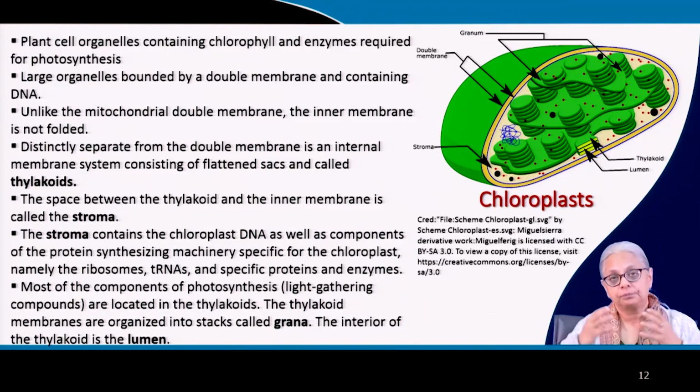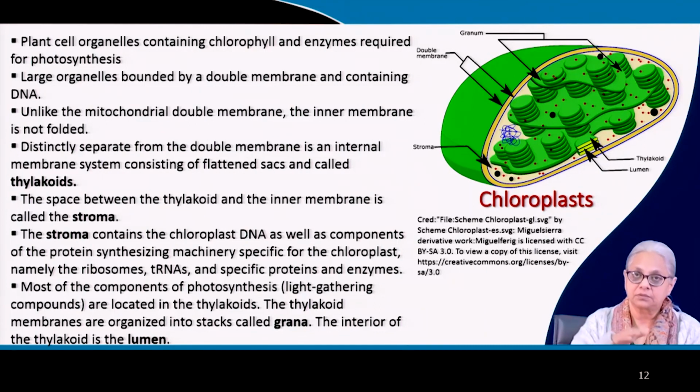We will see it in subsequent modules. We will see how there are reaction centers and light harvesting compounds that are present in the lumen of these thylakoids. The thylakoid membranes are themselves stacked together. They are organized into stacks, and these stacks are called granum. So one stack is a granum and multiple stacks are grana.